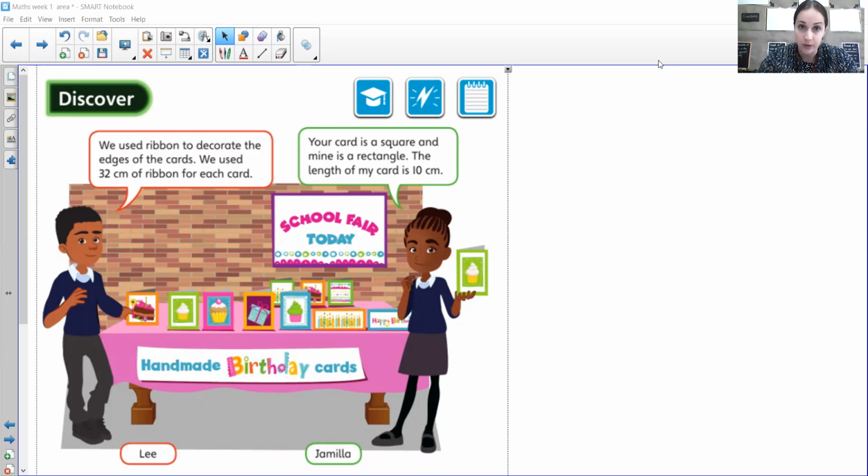So the context of this problem then is we're at the school fair and they're selling handmade birthday cards. So, Lee is saying, we use ribbon to decorate the edges of the card, the outside of the card.